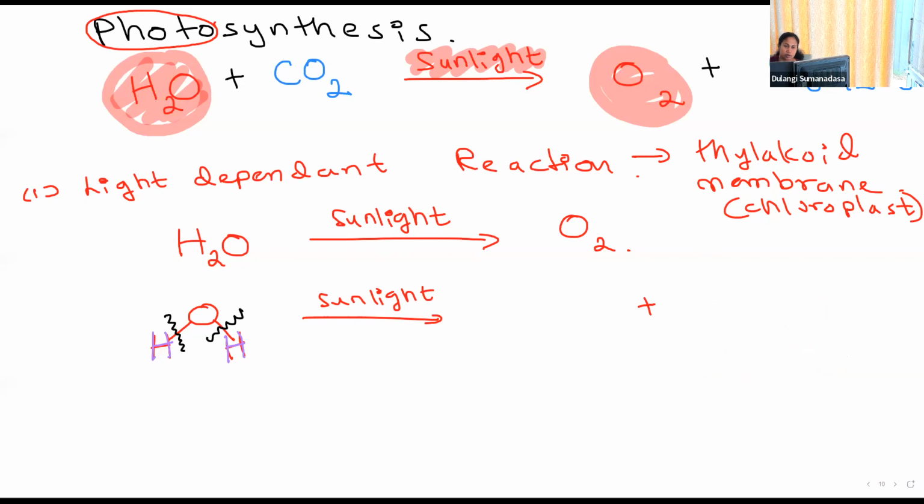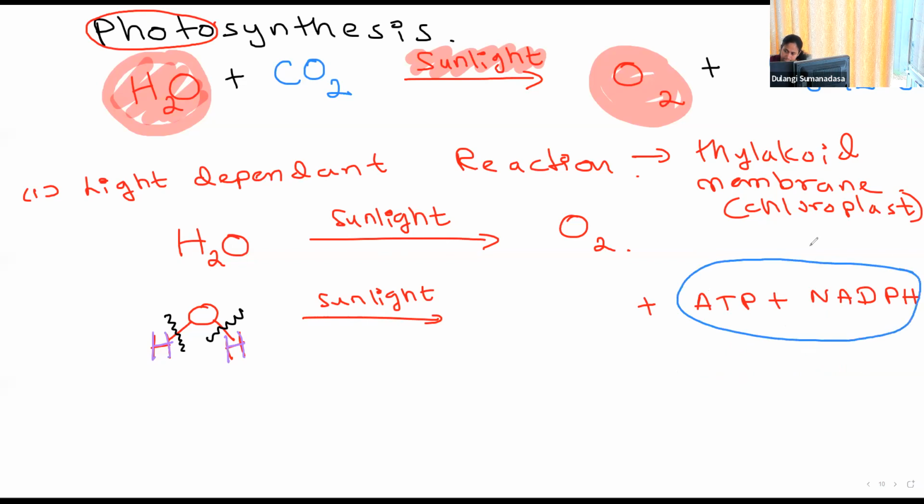Right, so I'm going to change it. What you're going to end up with is ATP plus NADPH. Can you circle this? This is the main product, because this is the energy. So the light dependent reaction takes place just to get the energy out.